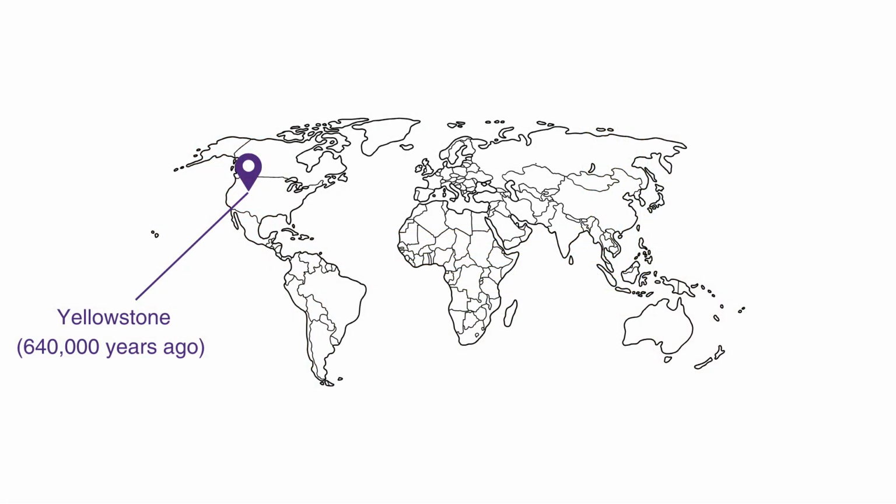Supervolcanoes are any volcano capable of producing a volcanic eruption with an ejecta mass greater than 10 to the power of 15 kilograms. For example, Yellowstone, 640,000 years ago, led to 5 degrees Celsius global cooling.